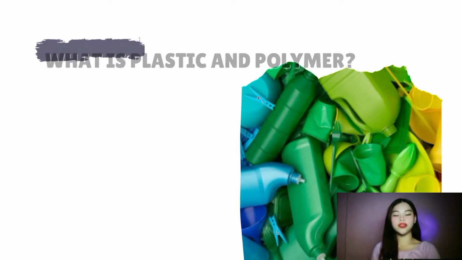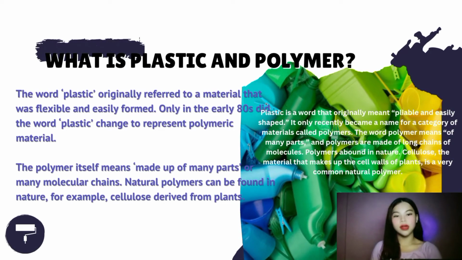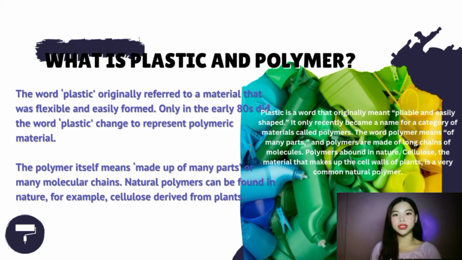So now, let's define what is plastic and polymer. Plastic originally referred to a material that was flexible and easily formed. Early in the 1900s, the word plastic changed to represent polymeric materials. Like I said earlier, plastic is pliable and easily shaped. It only recently became the name of a category called polymer. The word polymer means made up of many parts or many molecule chains.